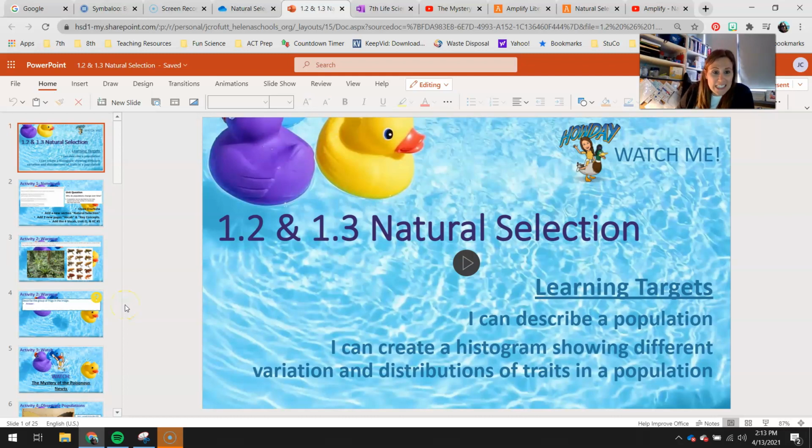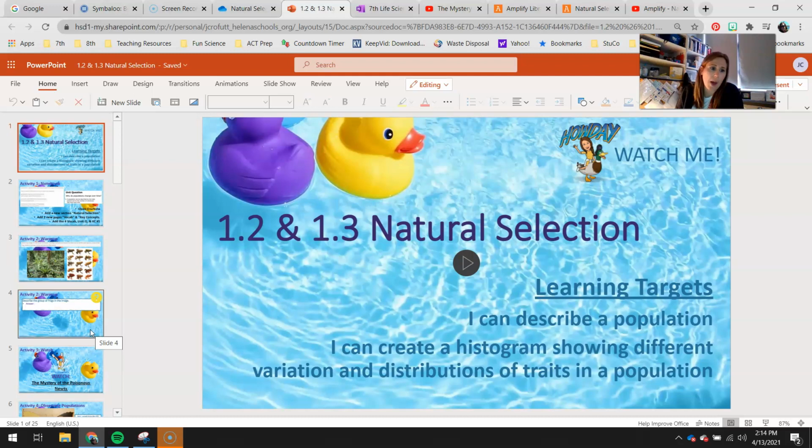Hey 7th graders, today's lesson is 1.2 and 1.3 natural selection. You should have just done the 1.1 pre-assessment for this new unit. Your learning targets for today: I can describe a population, and I can create a histogram showing different variation and distributions of traits in a population.